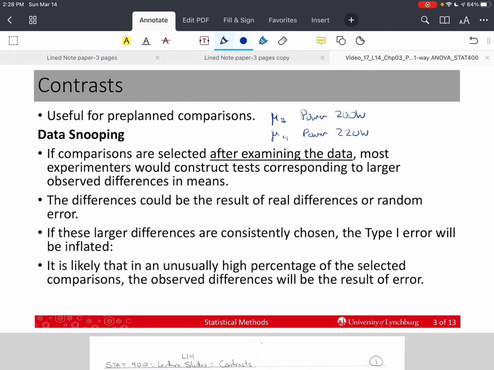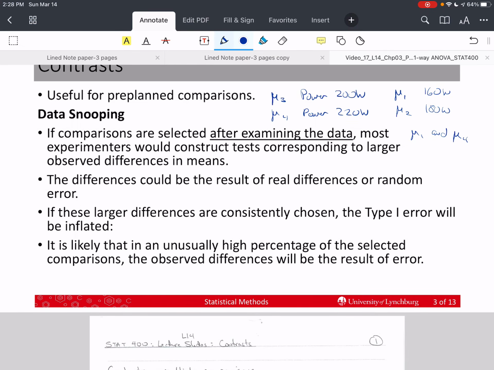And I say, well, I'm really interested in those. Or maybe I want the least amount of power possible, so I'm interested in the difference between mu1 and mu2. I may know that ahead of time, that I want to see if there's a difference between the lowest 2 levels of power. So increasing from 160 to 180 is the least additional amount of power I have to use. Or maybe I'm interested in the difference between mu1 and mu4. If there's no difference between those two, I can use the lowest power level and get away with this.